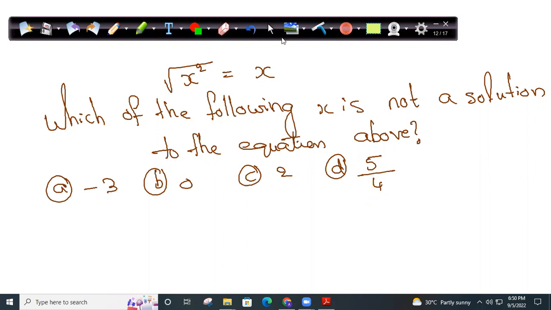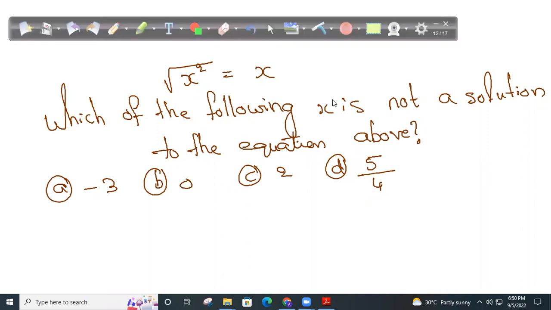Very good. Divya, Harshil, Sarayu, Sharat, Sidhu, Shivi, Abhishek, gave me answer. So, which of the following is not a solution to the equation above?